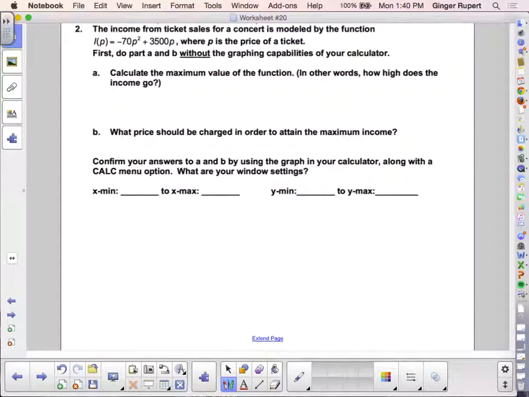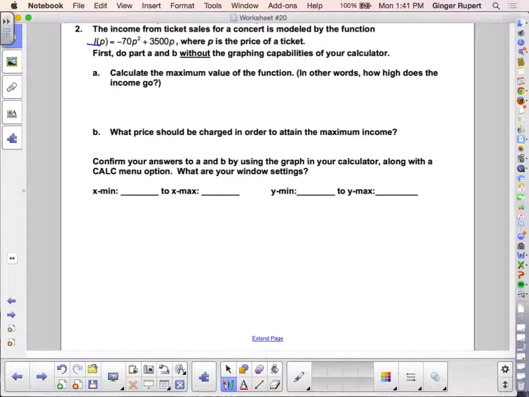Second question says the income from ticket sales for a concert is modeled by this function. The income based on the price of a ticket is equal to negative 70p squared plus 3,500p, where p is the price of a ticket. First, do part A and B without using a graphing calculator. So calculate the maximum value of the function. Where does the maximum value occur?